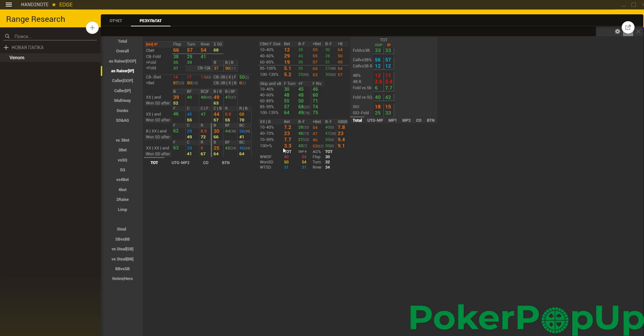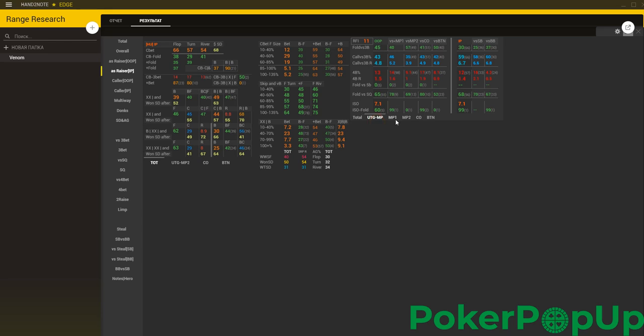The delayed c-bets are explained in the same way as in the out of position pop-up. The preflop also follows the very same logic, except that we don't have the small blind position because it's out of position, but we have the button.